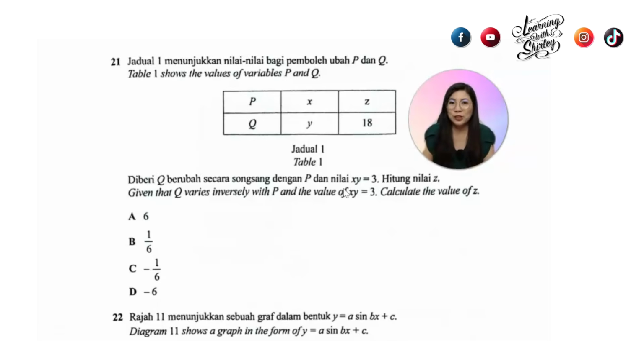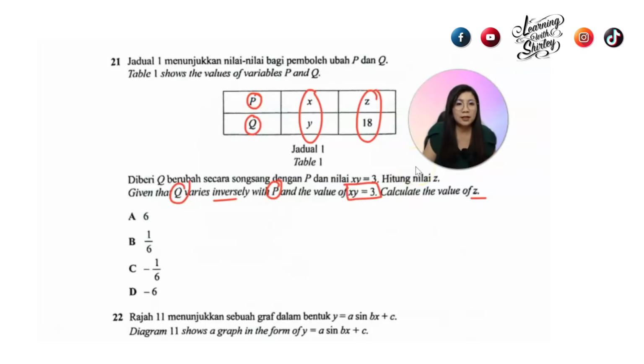Okay, let's look at question 21. Table 1 shows the values of variables P and Q. We have P and we have Q, and we have two groups, X, Y and Z, 18. Given that Q varies inversely with P, this is on the chapter variation, inverse variation. Q varies inversely with P and the value of XY is 3. Calculate the value of Z.